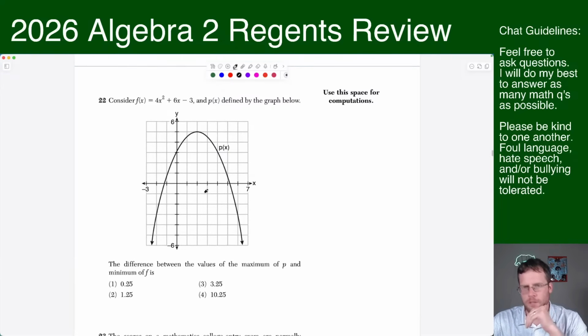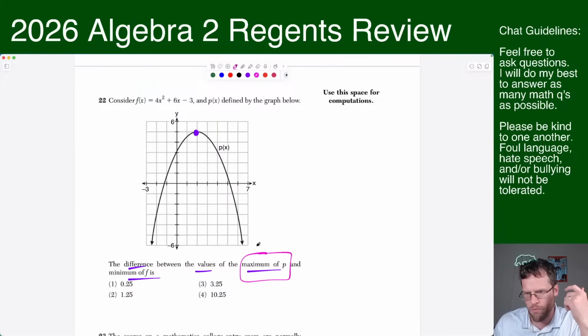All right, I see here. So this one, they give us the function f of x explicitly, and for p of x, we get a graph. And they want us to find the difference between the values of the maximum and minimum. The maximum value of p of x is fairly easy to find. It's just 5. See, 1, 2, 3, 4, 5. So that's here. But we have to find the minimum of f.